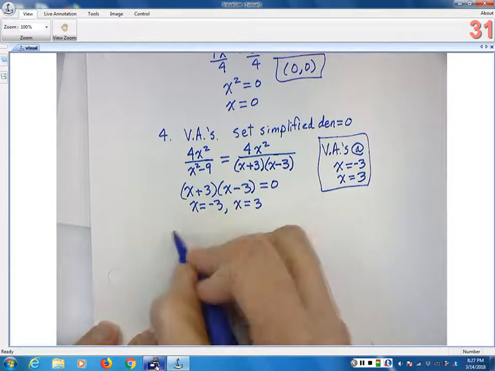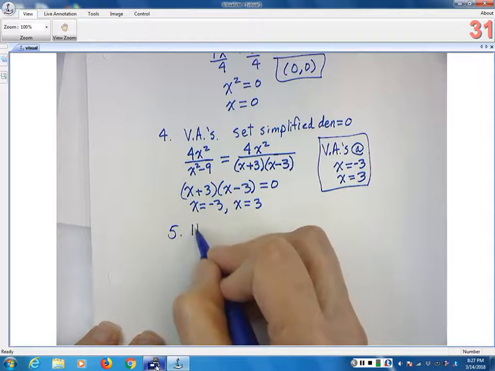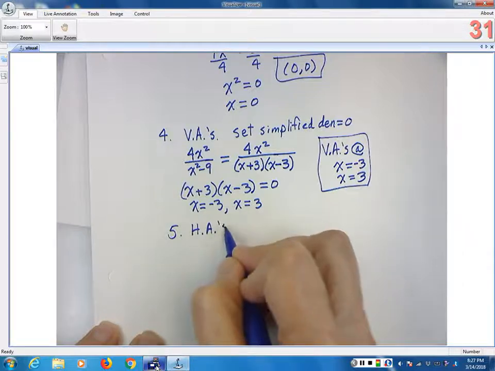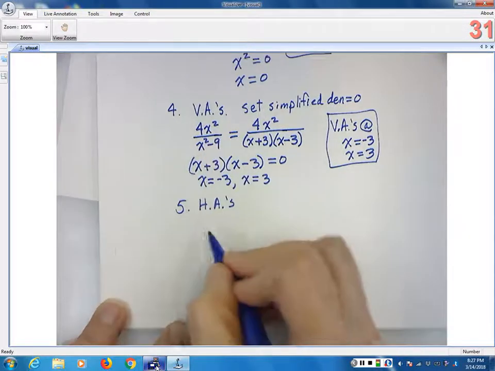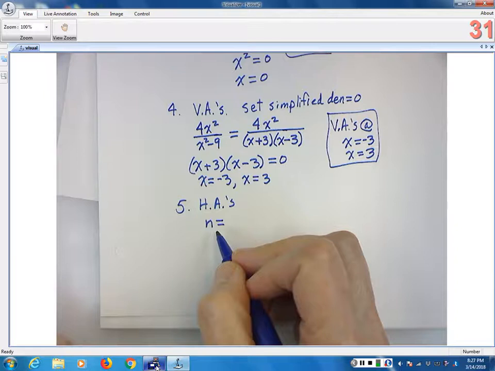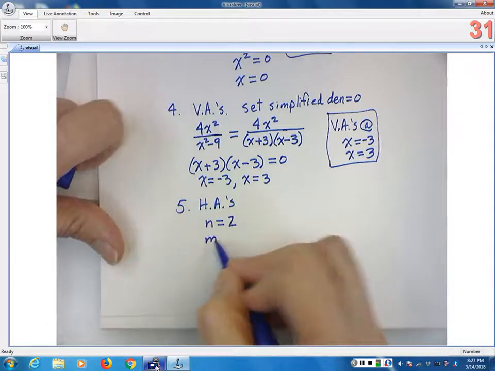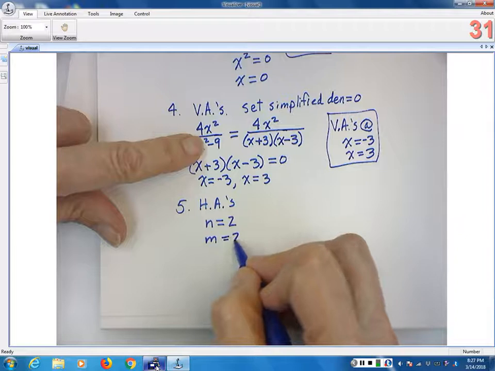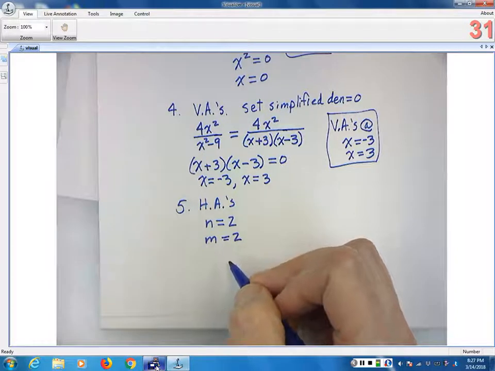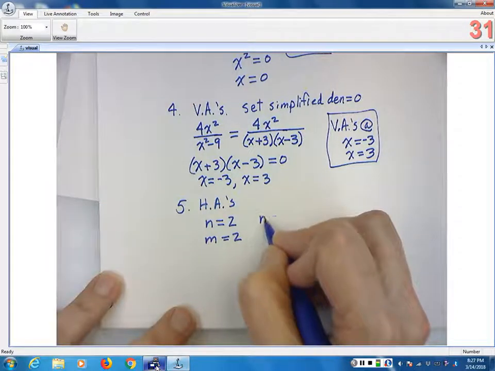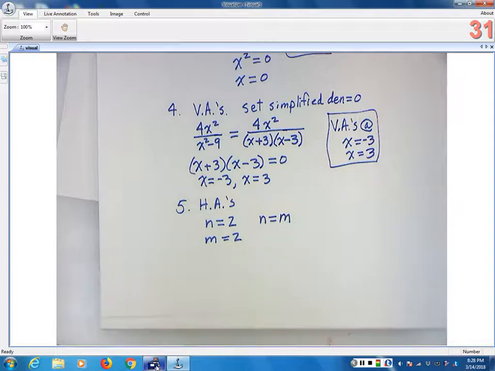5, horizontal asymptotes. So we have our function right here. What's the degree of the numerator? 2. What's the degree of the denominator? 2. Brianna knows that. And you guys are getting this. So n equals m. So we follow the rules that are given on our formula sheet. I already know what the rule is, but I'll show you again. You are just following these rules.